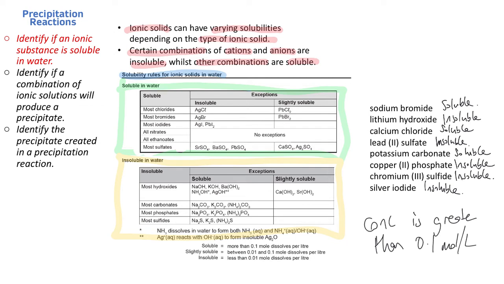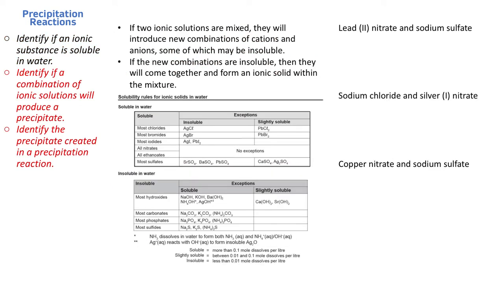then it's going to be insoluble. If it's less, then it's going to be soluble. All right? So if concentration is greater than 0.1 mole per liter, it's insoluble. If it's less than that, it's soluble. Okay? Let's have a look at the next slide.